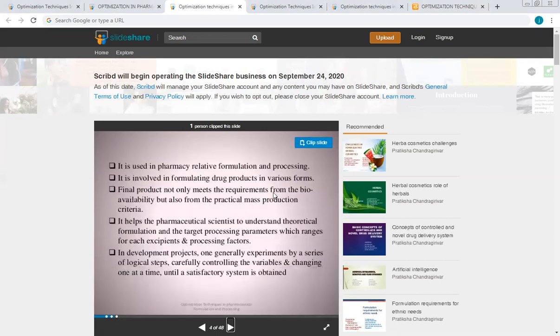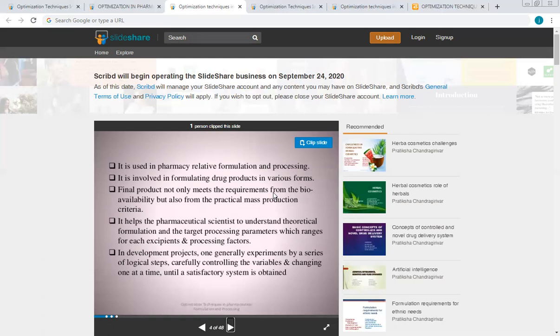It is used in pharmacy, in formulation and processing. It is involved in formulating a drug product in various forms, so that the final product not only meets the requirements of bioavailability but also the practical mass production criteria. It helps pharmaceutical scientists to understand the theoretical formulation and the target processing parameters, which ranges for each excipient and processing factors.